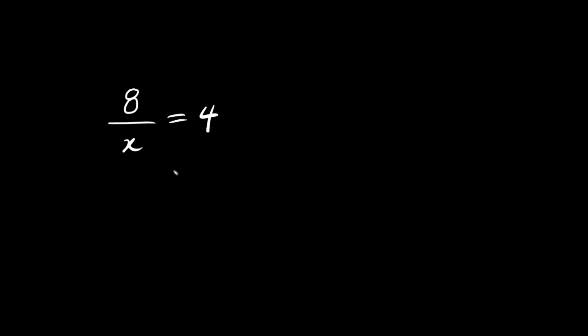One way to solve this equation is to rewrite 4 as 4 over 1 and to cross multiply. 4 times x, 4x, equals 8 times 1, which is 8. Divide both sides by 4, we get 8 divided by 4 is 2 as our final answer.